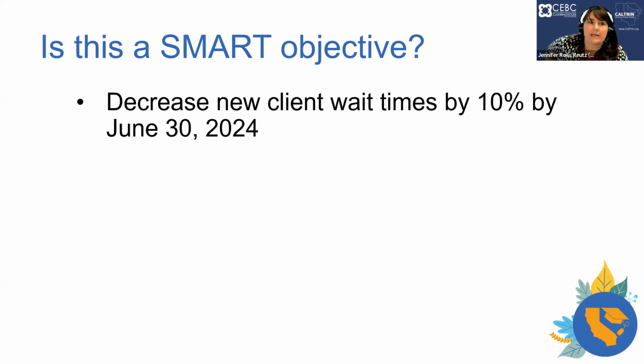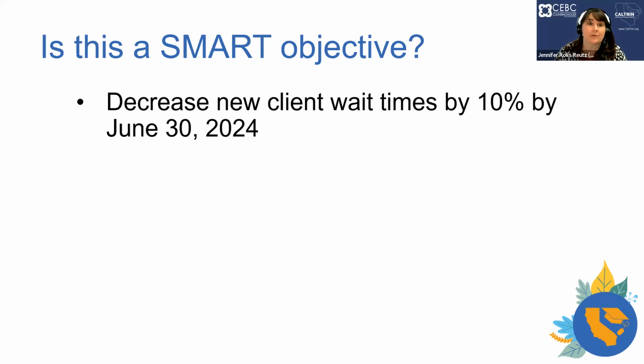Decrease new client wait times by 10% by June 30th, 2024. Do you think this is a SMART objective? I see some thumbs up, I see some thumbs down. Okay. We'll give folks a second to think about it.